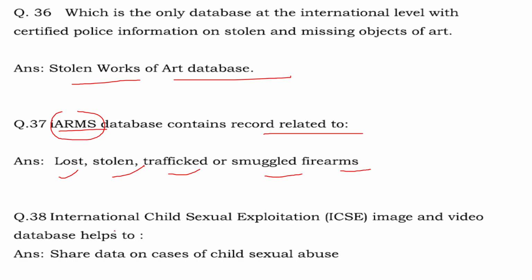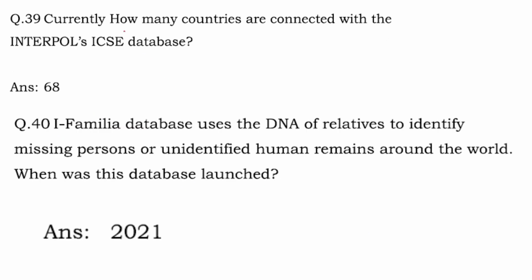International Child Sexual Exploitation, ICSE, image and video database helps to share data on cases of child sexual abuse. Currently, how many countries are connected with Interpol's ICSE database? 68 countries are connected. The Familia database uses the DNA of relatives to identify missing persons or unidentified human remains around the world. When was this database launched? In 2021. Very good question.